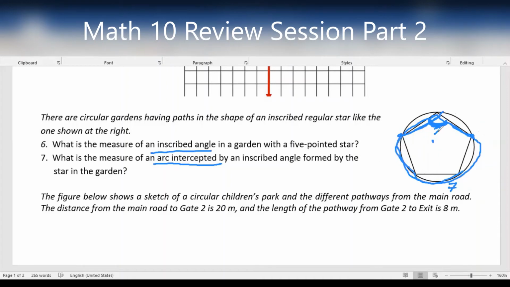There is no given number kasi we know already the measure of one circle. Kaya that is your hint. And another hint is it's a regular pentagon. All sides are equal. Therefore, all angles or all arcs are also equal.